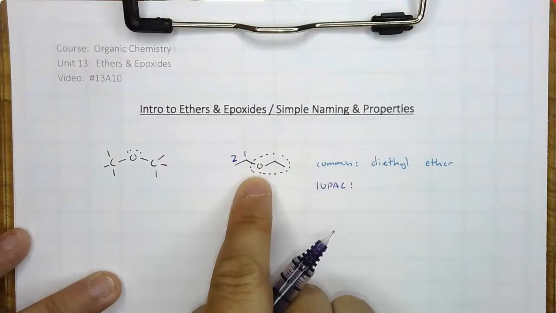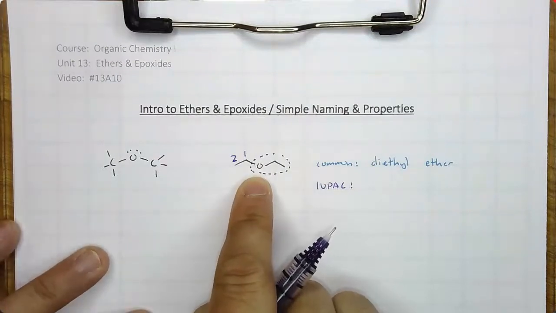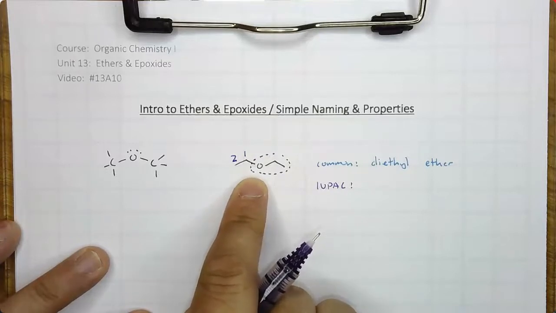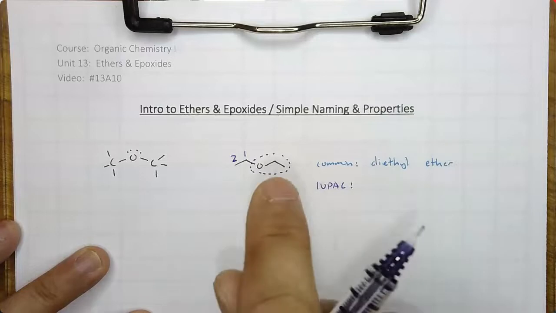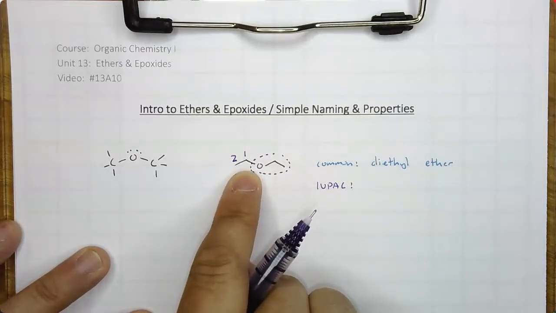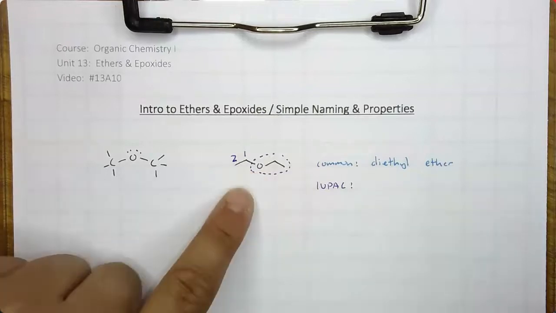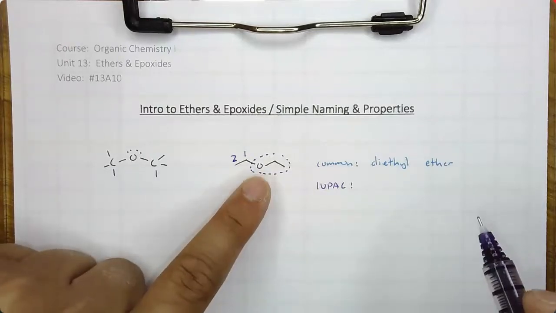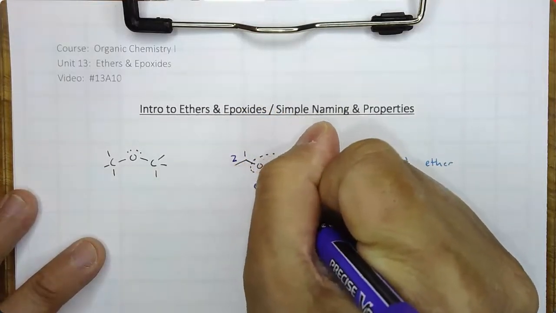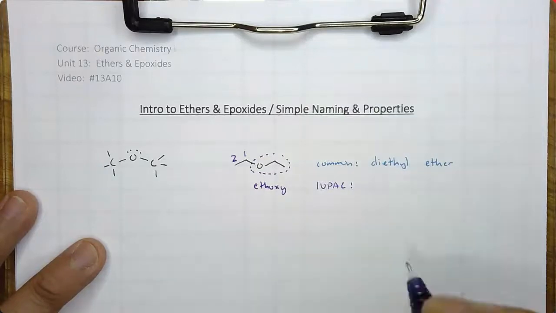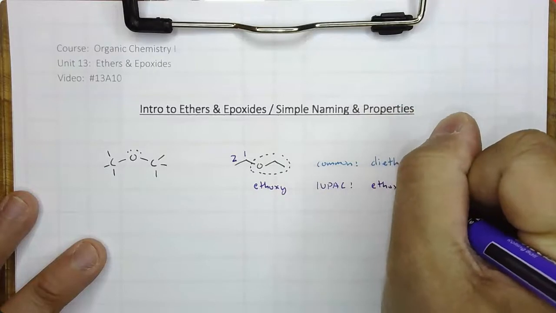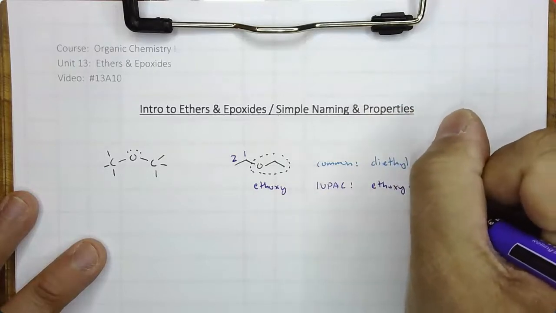So you just treat this as any old substituent like bromoethane or methanol. Oh, did it say methane? Ethane. 1-bromoethane or ethanol. But here we have what's called an ethoxy group. So that's ethoxy. It's the oxygen with an ethyl group. The IUPAC name for this is ethoxy, no space, ethane.